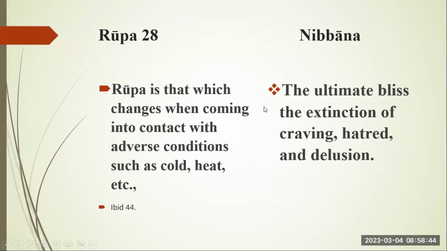What is Nibbana? That's the ultimate bliss, the extinction of the craving, hatred, and delusion. It's the most difficult ultimate reality that should be described with our mundane words. This is supramundane reality, but we have to explain with the mundane words. Therefore, it's the most difficult ultimate reality to explain.